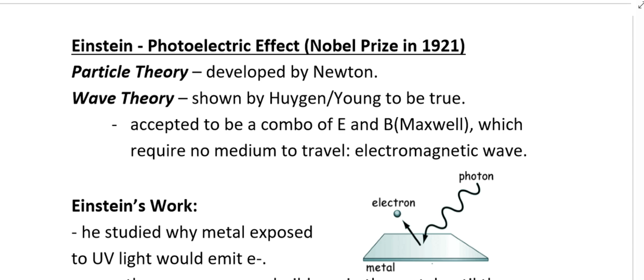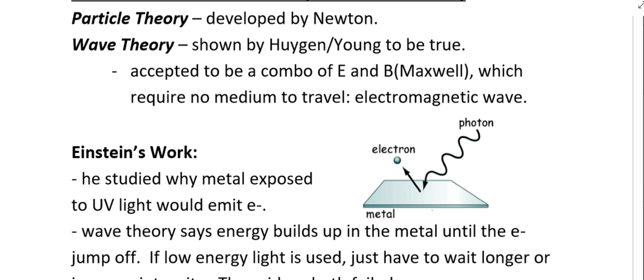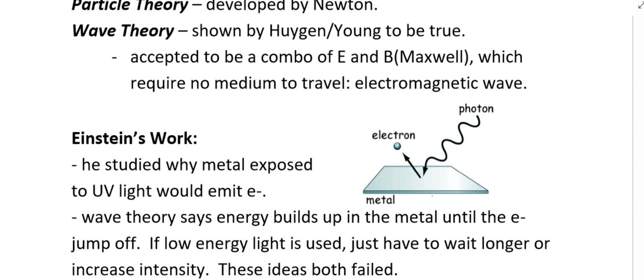Now, they didn't research it. They didn't focus on it too much. It wasn't the focus of their work. But Einstein came along and wanted to try and explain why it worked. Now, if you go with the wave theory of light, it says the energy should build up until the electrons have enough energy and then they will jump off.